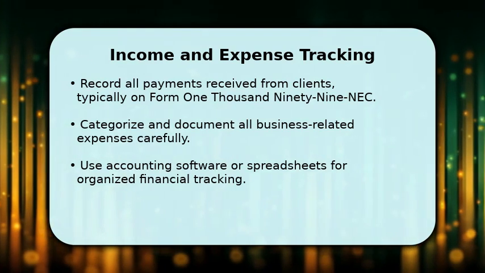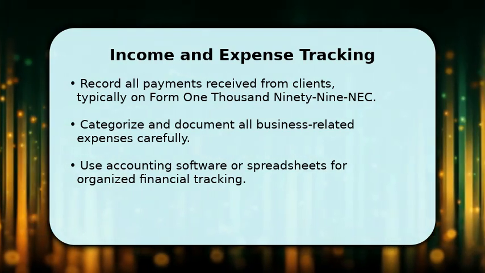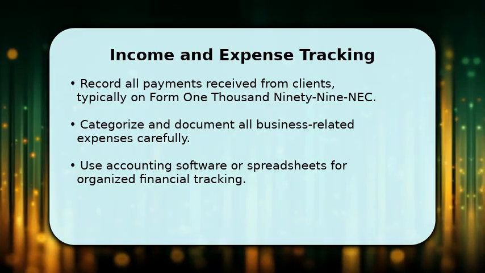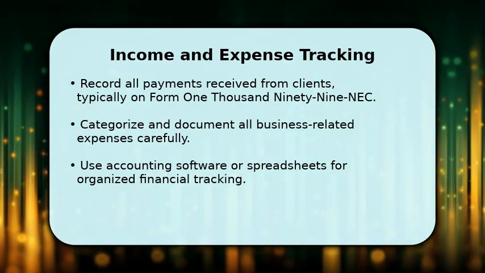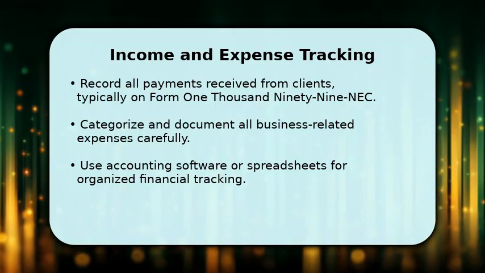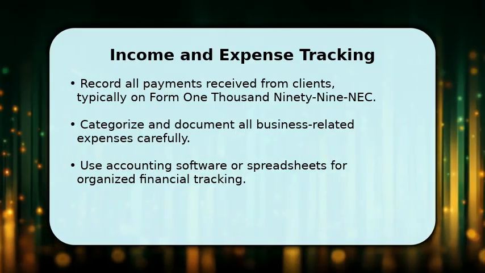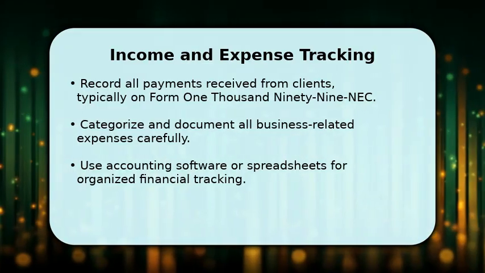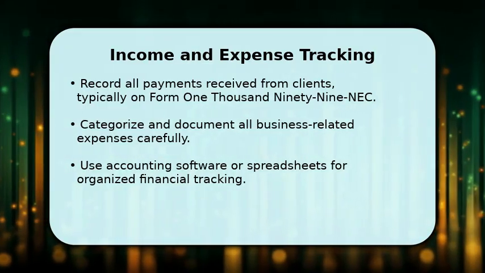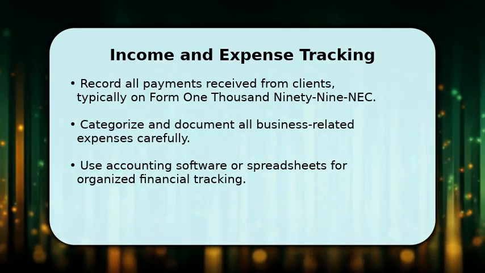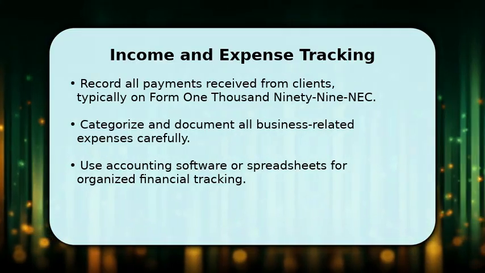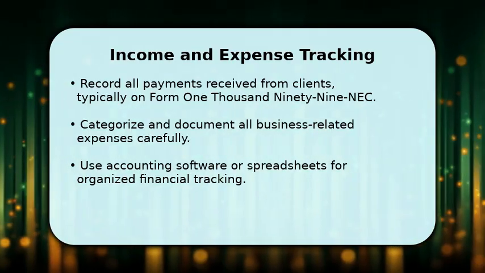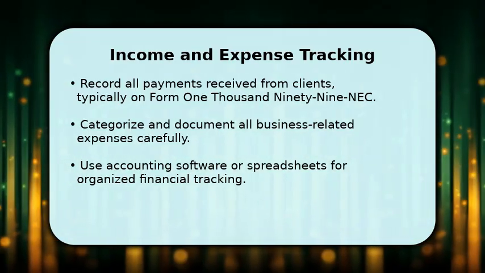Next, focus on tracking your income and expenses. You'll likely receive Form 1099 NEC from clients who paid you $600 or more. It's vital to record every payment, even those below this threshold. Simultaneously, meticulously document all your business expenses, such as office supplies, software subscriptions, and professional development. This detailed tracking helps you identify all eligible deductions, reducing your taxable income significantly.